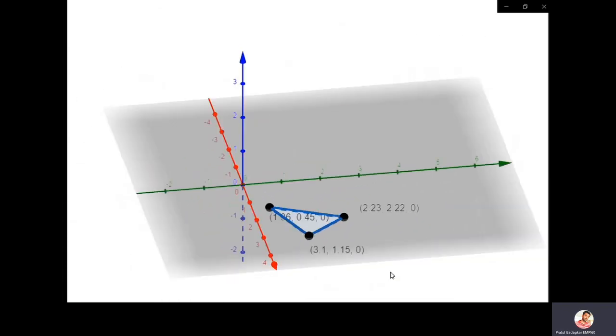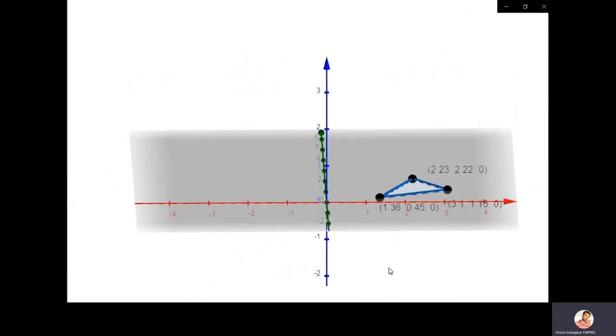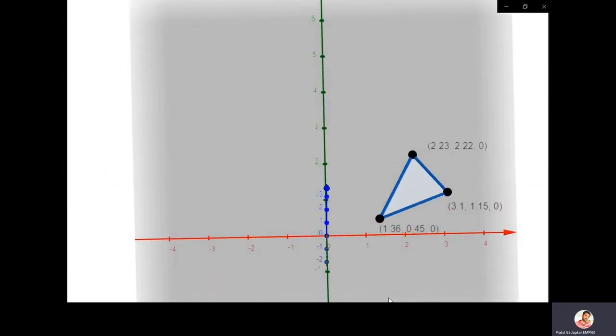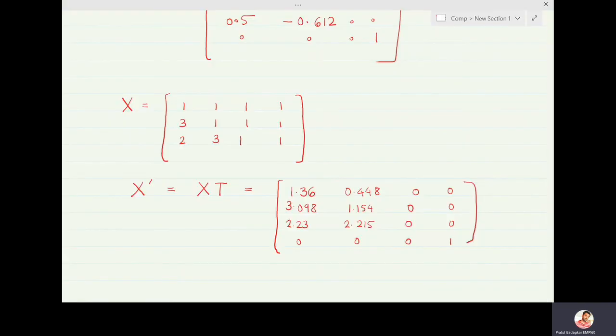Let me rotate and bring the xy plane in front of us, with the z-axis entering directly into our eyes. You see that these three are exactly the points that we obtained by our computation. This 1.36, 0.445 was our A dash, which we are calling A triple dash. Then the image of B was 3.1, 1.15, and C was 2.23 and 2.22. So our calculations on Scilab and our verification on GeoGebra are matching.